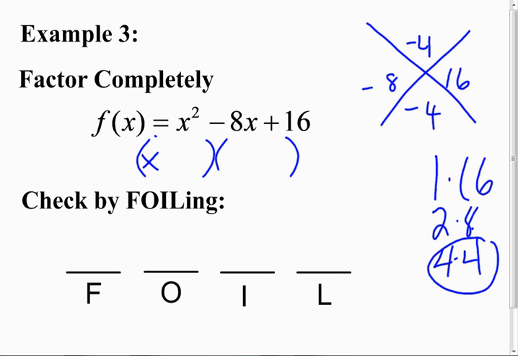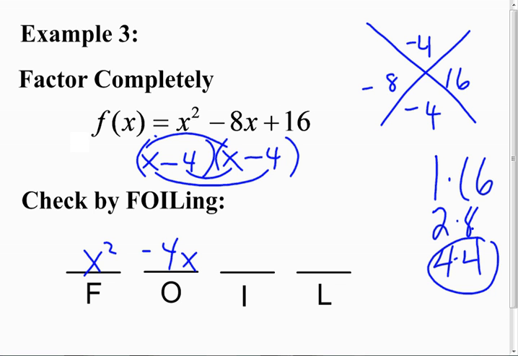So I have x and x. It's always going to be x times. You could have x squared times 1, but that won't give you the middle term of an x. That's the problem. Minus 4, minus 4. Let's FOIL it out. X squared. The outers is minus 4x. The inners is minus 4x. And the last is 16. Does that work?